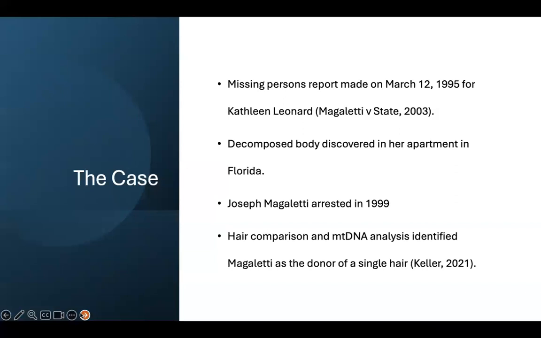Joseph Magaletti was arrested in 1999. He was her neighbor. His fingerprints were found on the inside of the victim's door beneath the doorknob. In addition to that, they collected many strands of hair that were found on the towels. They did hair comparison and mitochondrial DNA analysis that identified Magaletti as the donor of a single hair per Keller.